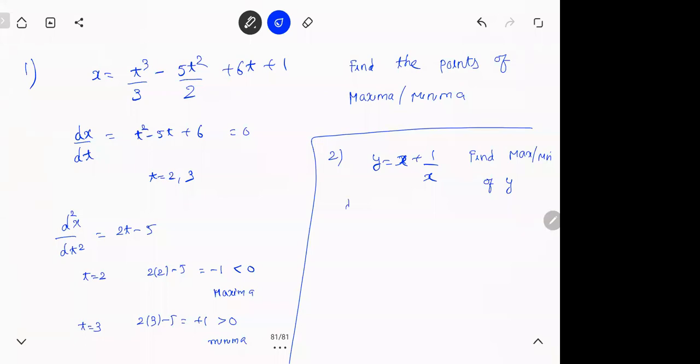First thing, dy by dx. That will be 1 minus 1 by x square equal to 0. You get x is plus or minus 1. Now there are two values again. Again, double differential. This would be 2 by x cubed. When you keep x is minus 1, I'll get minus 2, which is less than 0. So this is the maxima. When you keep x is equal to plus 1, you will get plus 2, which is greater than 0, this is the minima. So minus 1 is maximum, plus 1 is minimum.